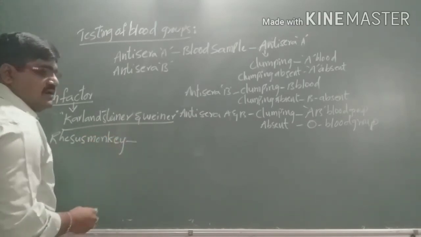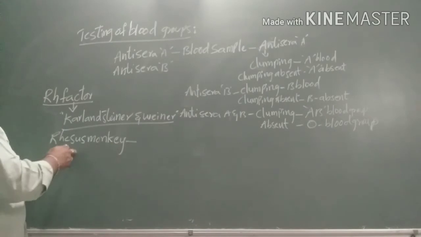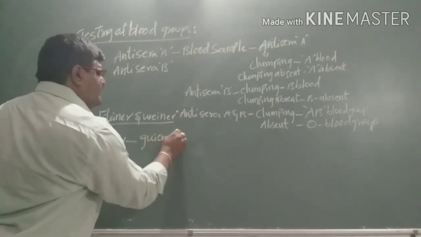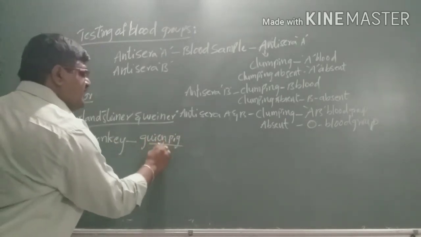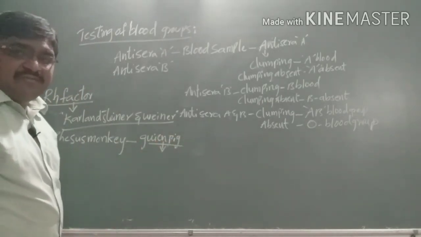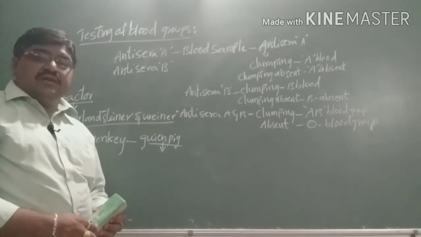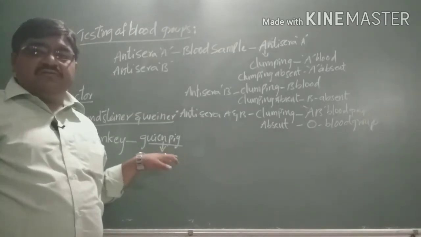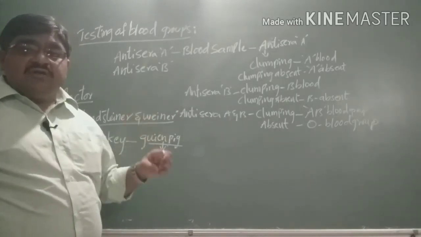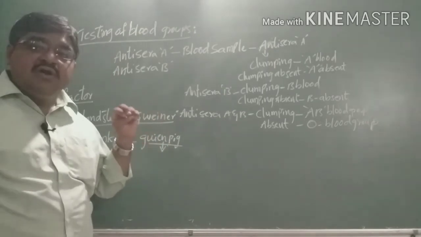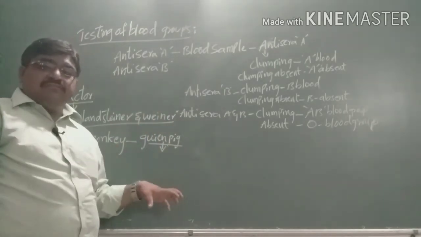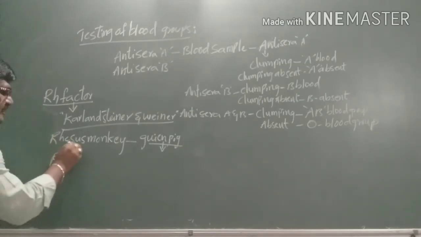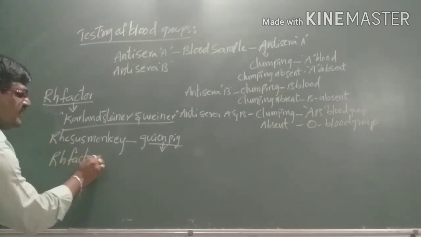When blood is injected into rhesus monkeys and guinea pigs, they produce a special type of antibodies. These antibodies were first identified only in monkeys, but later it was found that they are also present in humans. So we call such a blood group the RH factor.